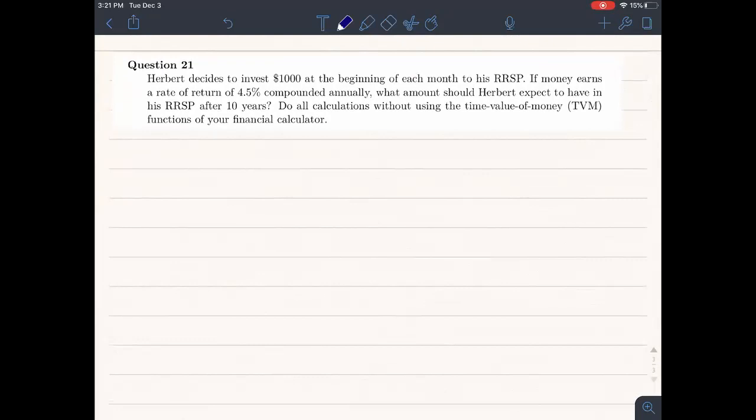All right. Herbert decides to invest $1,000 at the beginning of each month to his RRSP. If money earns a rate of return of 4.5% compounded annually, what amount should Herbert expect to have in his RRSP after 10 years? And then here I'll just highlight: do all calculations without using the TVM functions of your financial calculator.